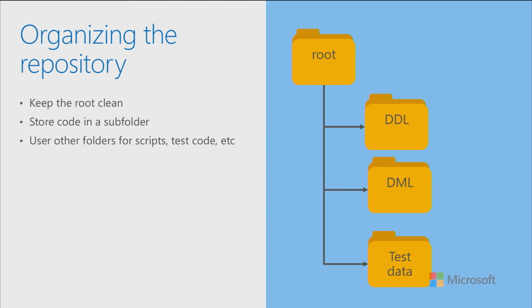make your own decisions. I typically try to separate my code into data definition language, or my object code, in one folder, my data manipulation language or change scripts in another folder, test data in a folder, and then I may have other items such as DBA scripts, maintenance scripts, things like that. But I break each of these down into separate folders, which allows me to have some organization and track things.